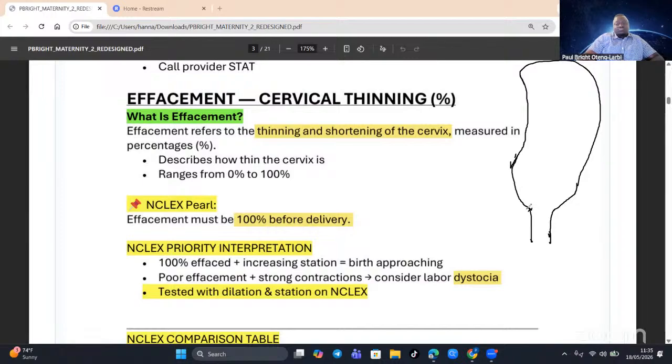So this mouth, it is very thick like this. This is how it looks like. So we have the internal os and the external os. Okay, internal os. And this is the body of the mouth of the uterus. The mouth of the uterus in medicine, we call it what? Cervix.